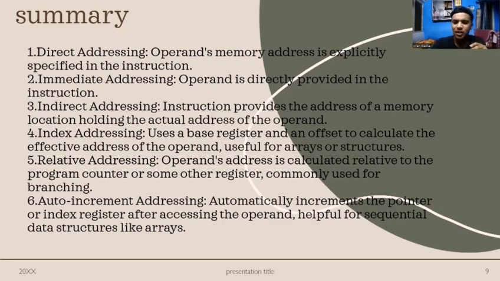Auto increment addressing automatically increments the pointer or index register after accessing the operands, as we read just two minutes back. This is very helpful for sequential data structures like arrays. We've all read about arrays in C++ programming or in Python programming, and we know that an array stores data sequentially. So the auto increment is very useful in arrays and data structures.